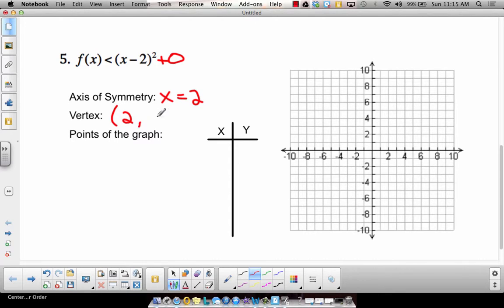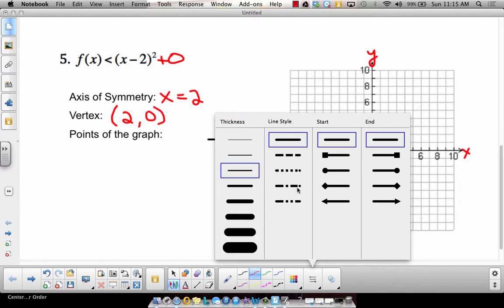So now I know the first part is 2, and then the second part here is 0. Okay, so there's my vertex. So I'm out here at 2, 0. Well, that's kind of nice. I know this is going to open up, so I'll label that V there. Might as well label my axes while I'm here. I have my axis of symmetry, so let's go ahead and then draw the line.